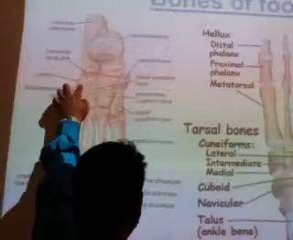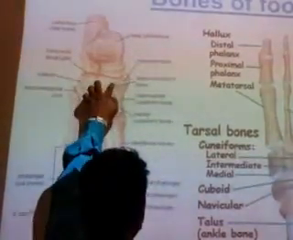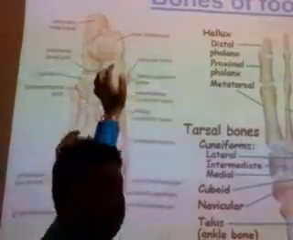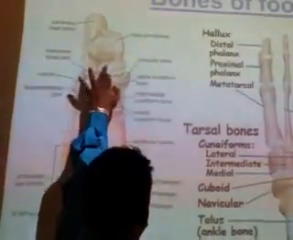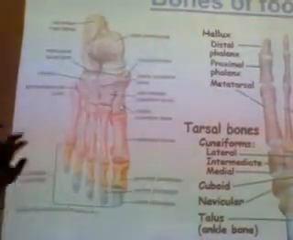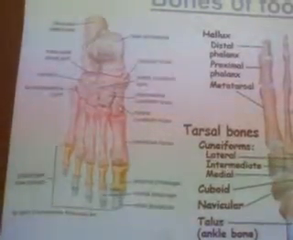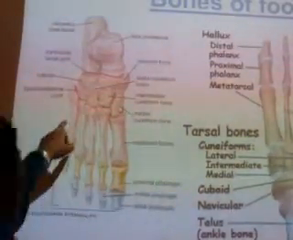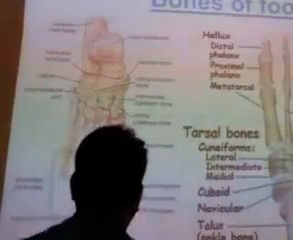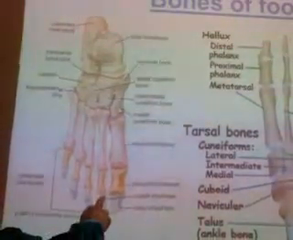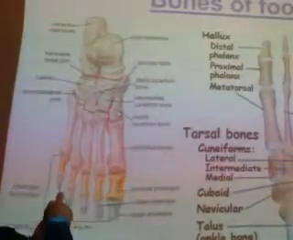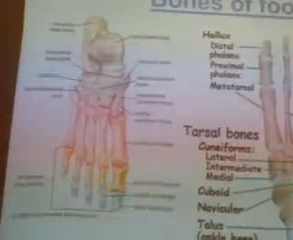The cuboid bone is a lateral bone, and the navicular. Navicular means it is a boat shape. Boat-shaped bone, medial bone, then the talus and the calcaneus. These are the tarsal bones. And metatarsals, 5 in number. And proximal phalanges, middle phalanges, and the distal phalanges.